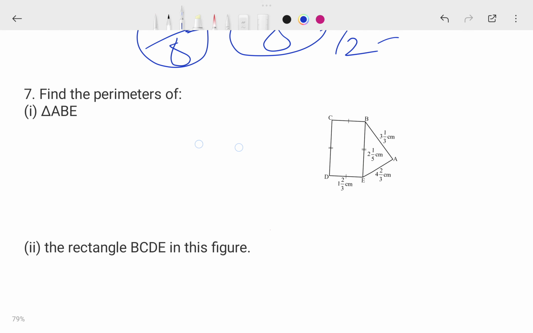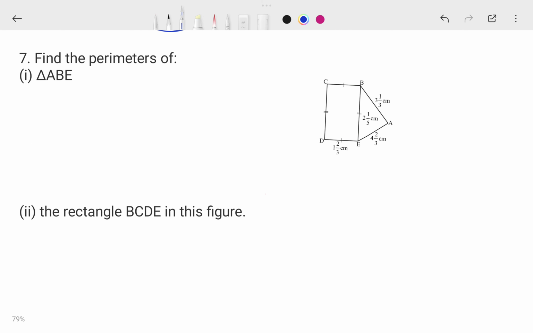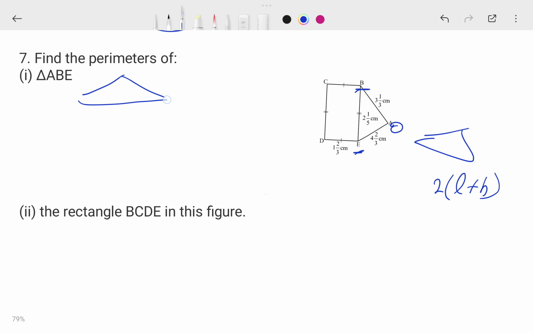Now find out this: find the perimeter of ABE. This is A, this is B, and this is E. We have to find the perimeter. Perimeter, you know, is 2 times L plus B. This is our perimeter, simply. Perimeter is simple, but here the sides are already given. This is a triangle, so we have to find the perimeter of the triangle.